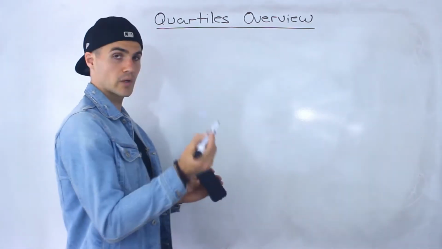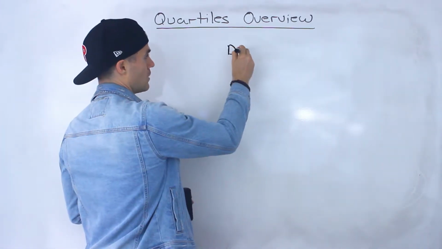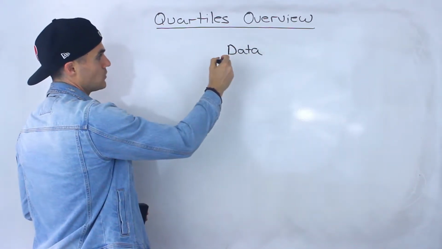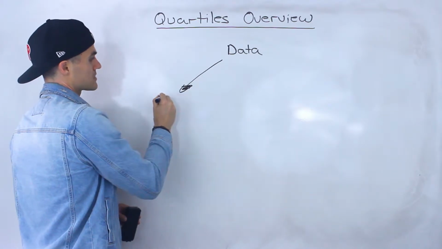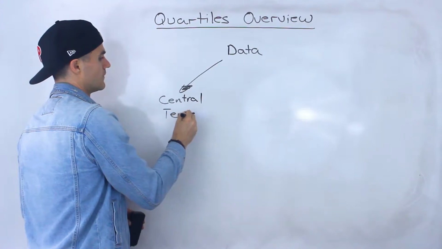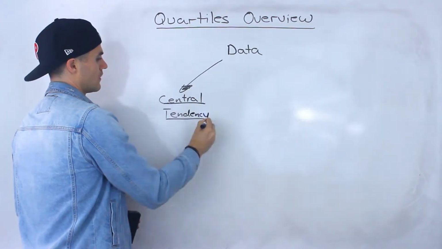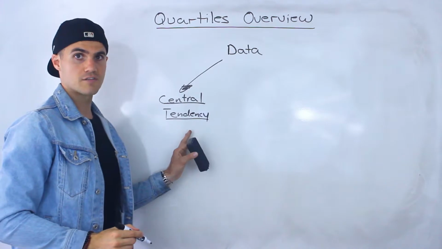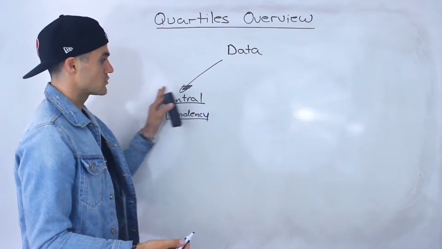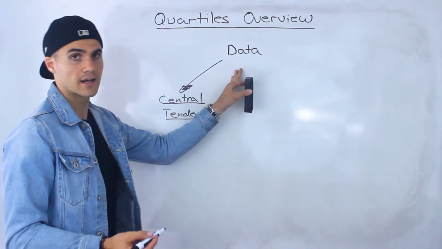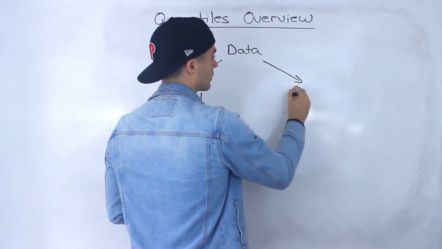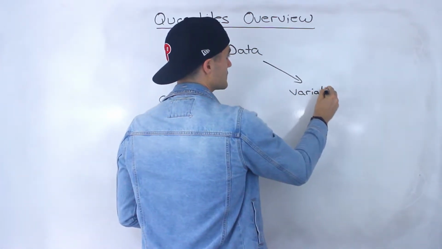So to do a quick little review of what we've been talking about so far, I've mentioned that whenever you have data, you want to look at a couple of things. Number one, you want to look at its central tendency. And we talked about three measures of central tendency: the mean, mode, and median. But I also mentioned how just looking at the central tendency of data is not enough to give you a full picture of what's going on. You also have to look at its variability.